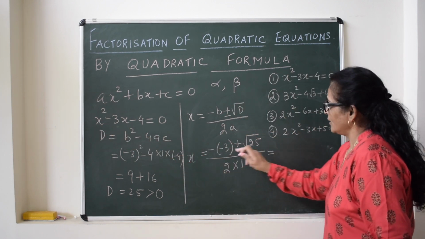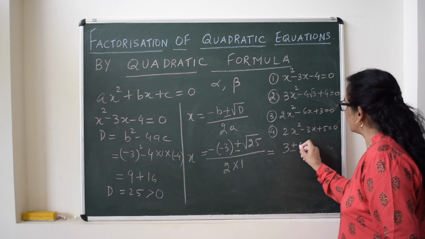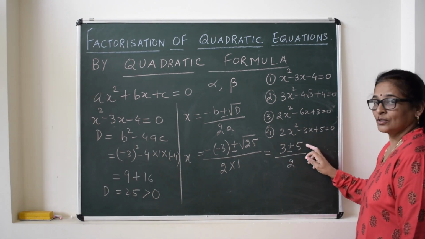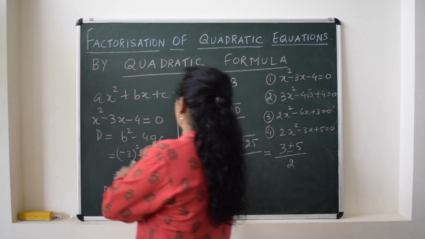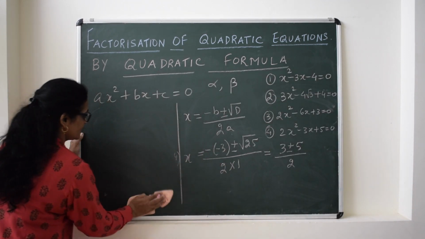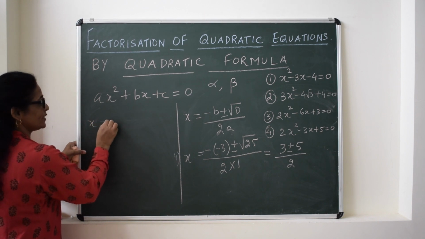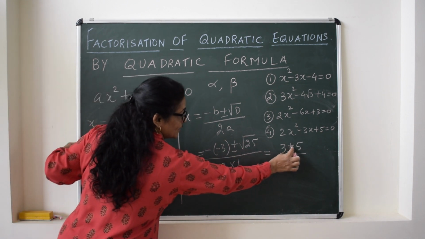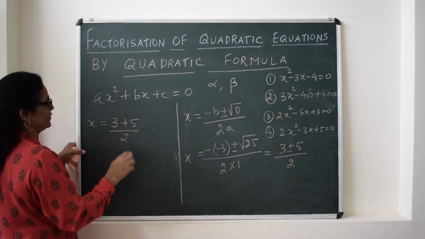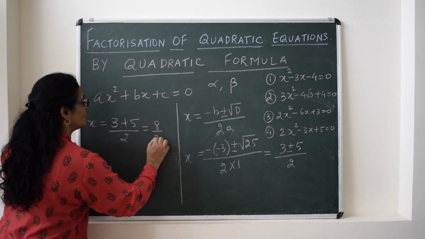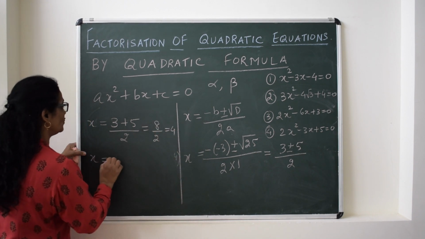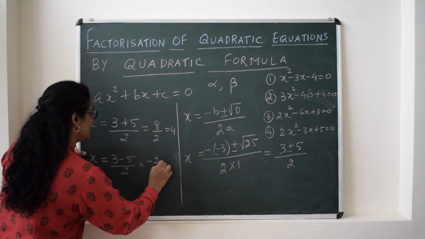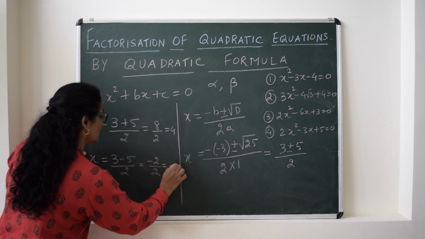Now further when we solve it, it is 3 plus minus 5 upon 2. So these will give us two values of x. Further, we write x is equal to 3 plus 5 upon 2, once we take the positive sign, next we will take the negative sign. So this will give us 8 upon 2, that is 4, and the second value of x will be 3 minus 5 upon 2, that is minus 2 upon 2, which is equal to minus 1.